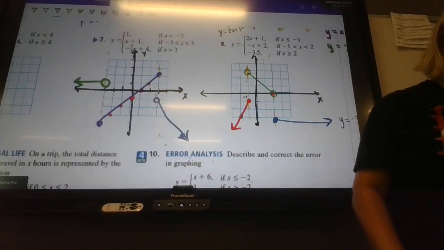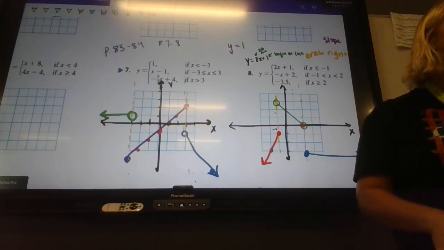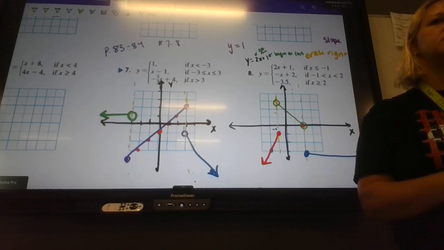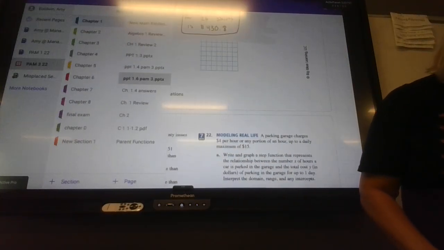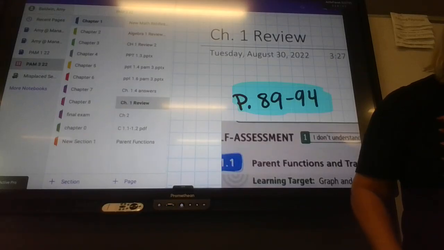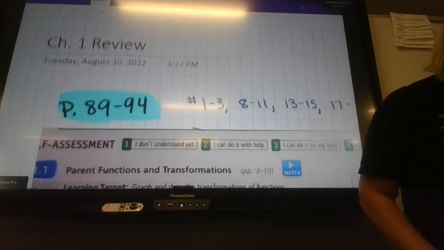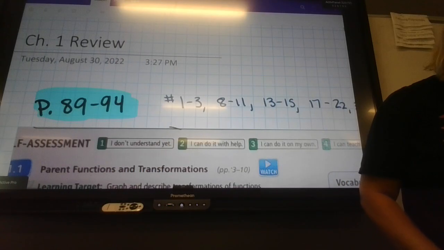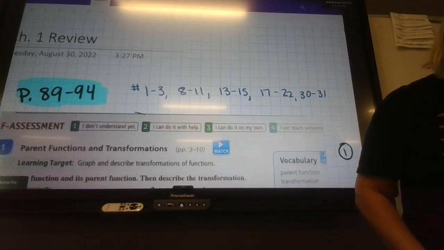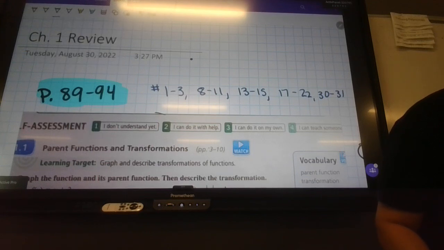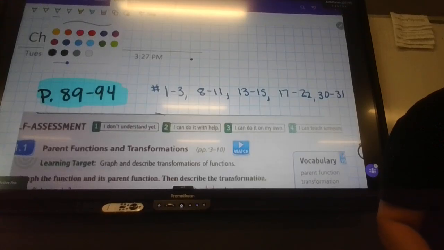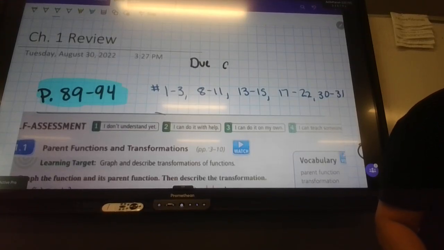All right, I think that's it for me. Do you guys want to try another piecewise, or do you want to start the test review that's due next Wednesday? Let's get into the test review. All right, here it is. This is due, what was that? Let's do Tuesday. No, it's the other one.